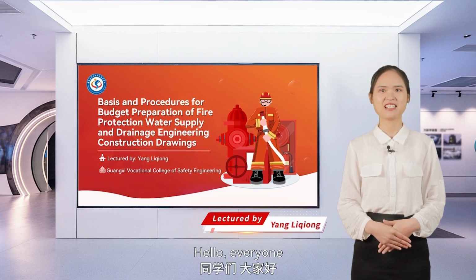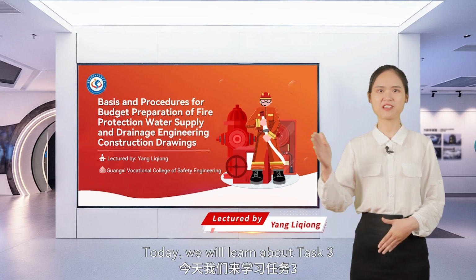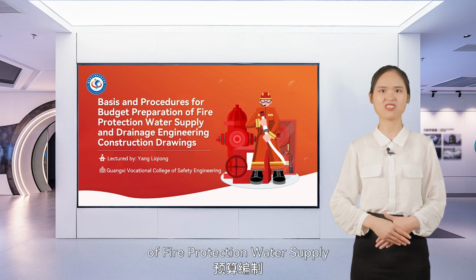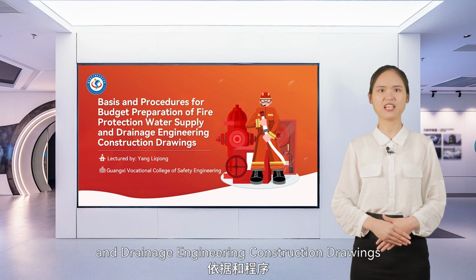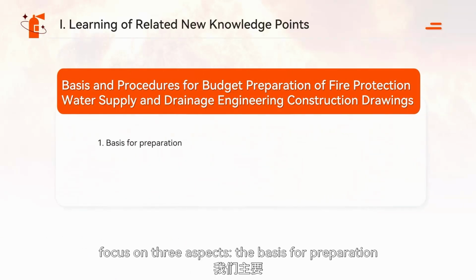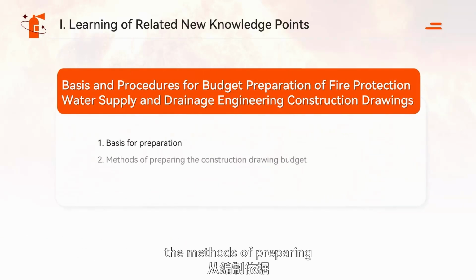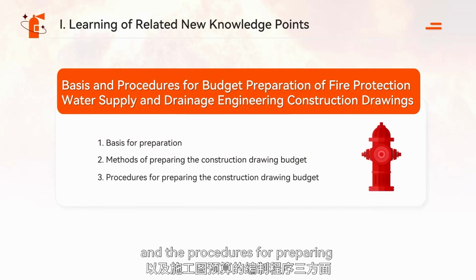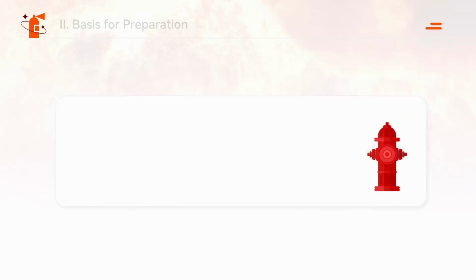Hello, everyone. Today, we will learn about Task 3, the basis and procedures for budget preparation of fire protection water supply and drainage engineering construction drawings. In this lesson, we will primarily focus on three aspects: the basis for preparation, the methods of preparing the construction drawing budget, and the procedures for preparing the construction drawing budget.